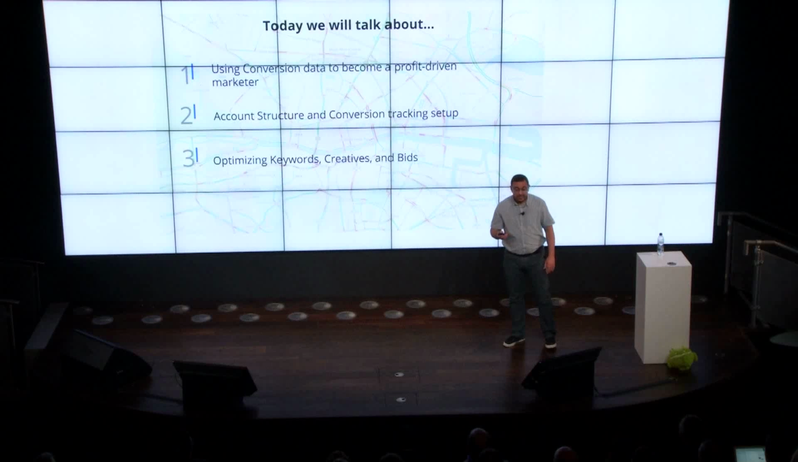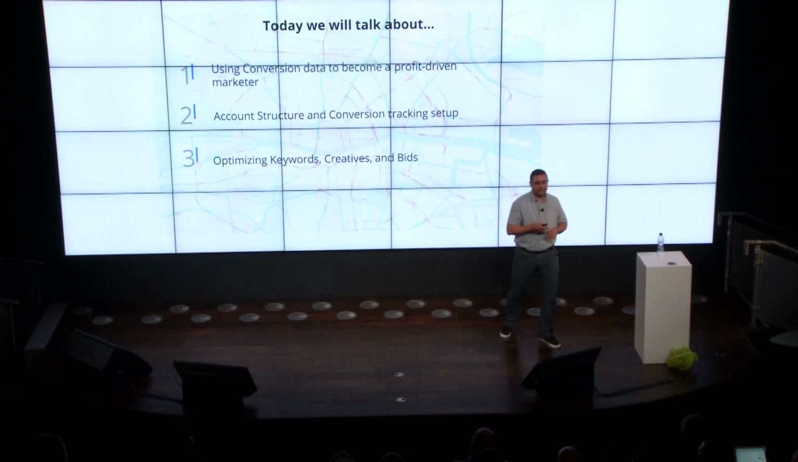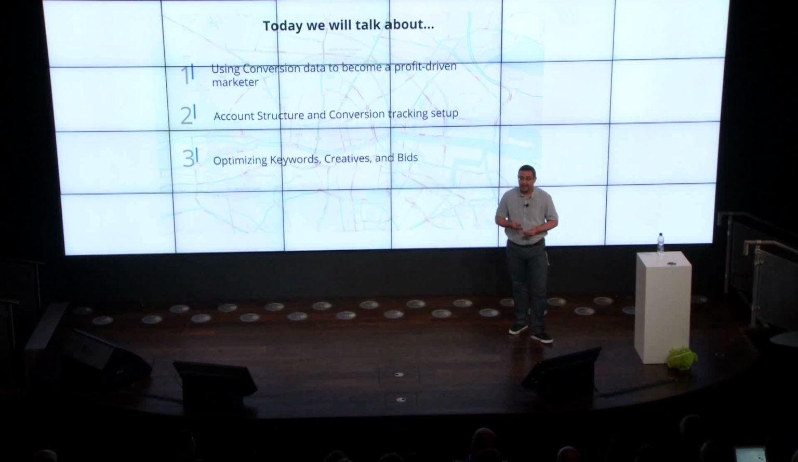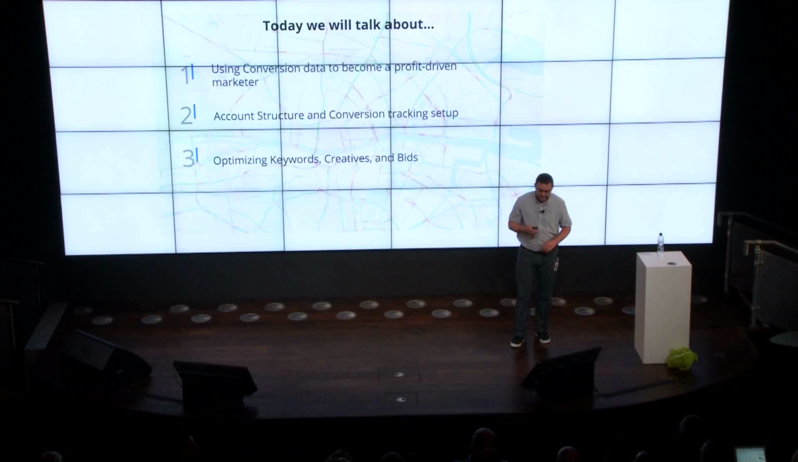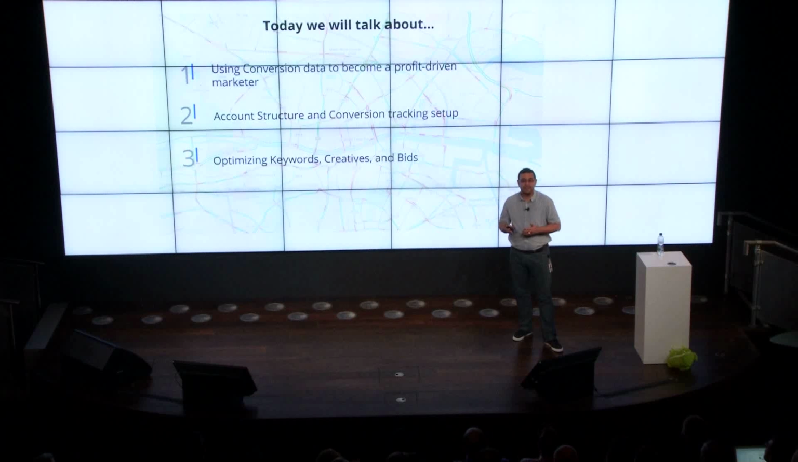So I will cover first using conversion data to become a profit-driven marketer. This is more of a strategy and approach to our optimizations, and I'm thinking about spending maybe 10 to 15 minutes here. Then I'll talk about account structure and conversion tracking setup. I think it's important to go over some basic settings in conversion tracking setup because, as I said, some people may need to start their conversion tracking now. That's why it is a good idea to go over some basic settings. I'm planning to spend around 15 minutes there. And in the third part, I will talk about optimizing keywords, creatives, and bids. I'll share some best practices here.